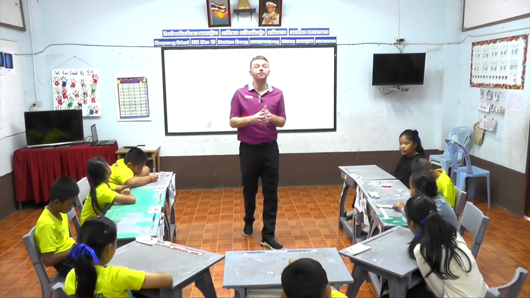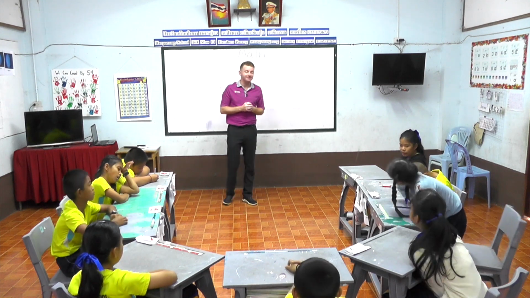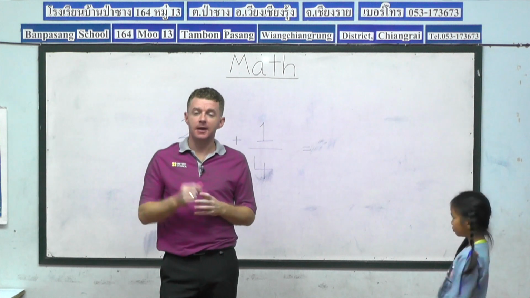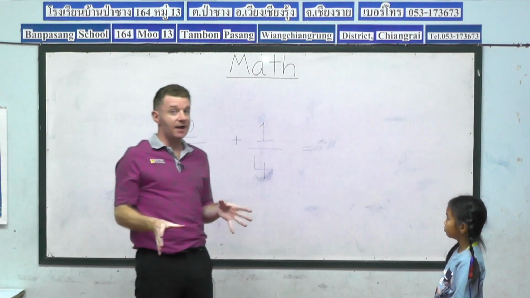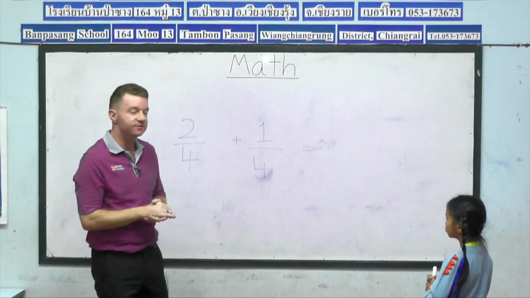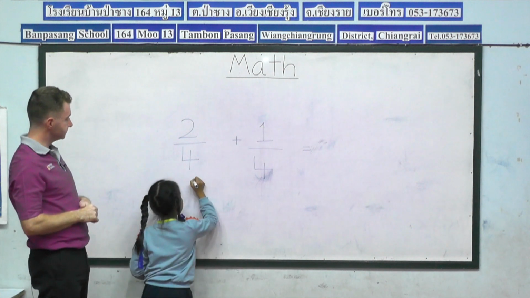And now the pen is with Prau. So Prau, come and join me at the front of class, please. And Prau will demonstrate how to add these two fractions together. Now remember, when working with fractions, it's always a good idea to draw the circles to help us decide. So first of all, we need a circle with 4 parts.